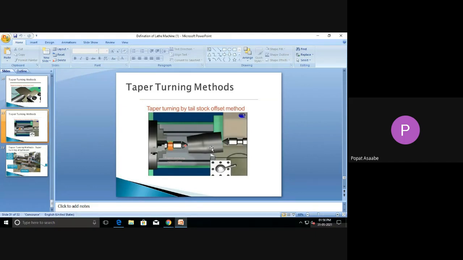Once we have offset that tail stock, after that we have to hold our work piece in between both the centers. Okay, and because of giving the offset to that tail stock, the position of your work piece will look inclined, and then we have to give the feed with the help of single point cutting tool to that work piece. Due to that inclined position of your workpiece, your single point cutting tool will remove the material gradually from that workpiece, and finally it will produce the taper on that workpiece.